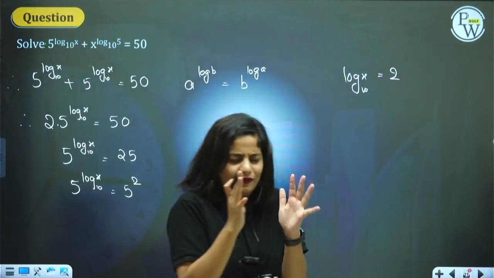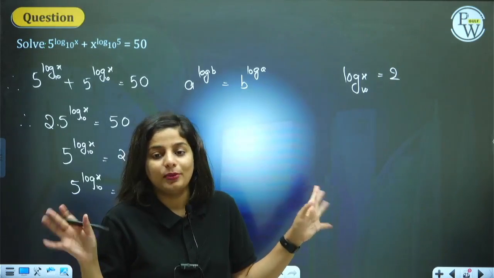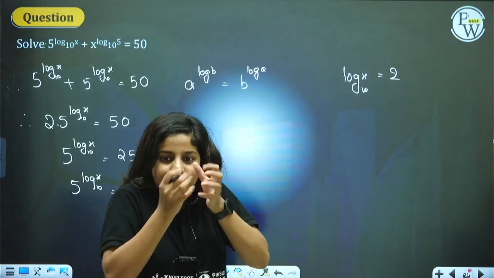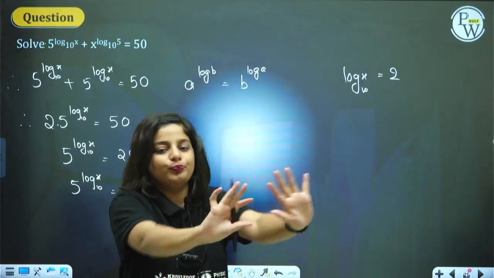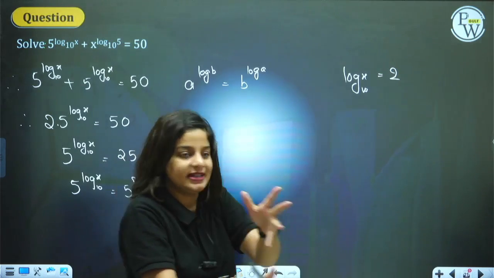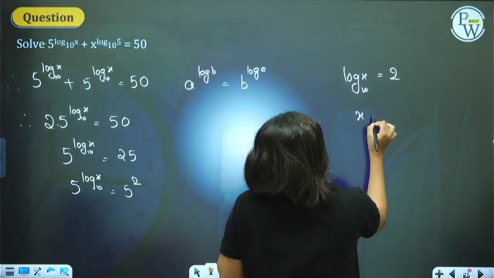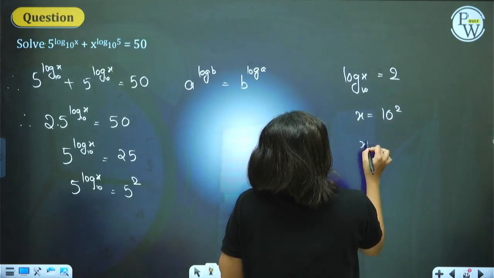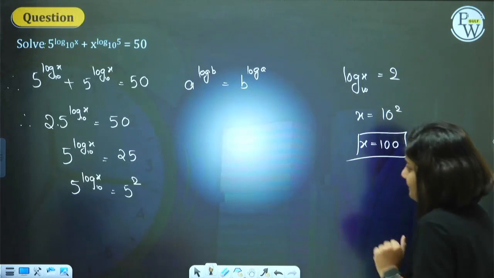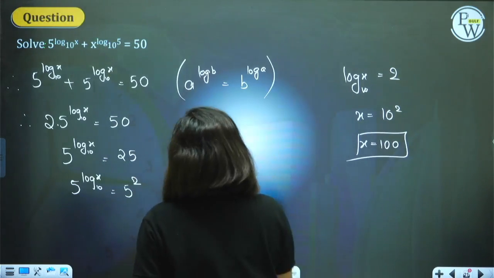Always when you want to find x, 90% of the times you have to remove the log, because without removing log, how will you get x? You want x to be separated. So you have to say bye-bye to log. And to say bye-bye to log, you should know exponential conversion. So this 10 will come here, push 2 up. X will be equal to 100. That's it. Done. Understood, my dear boys and girls?